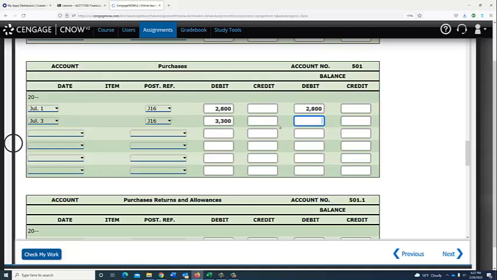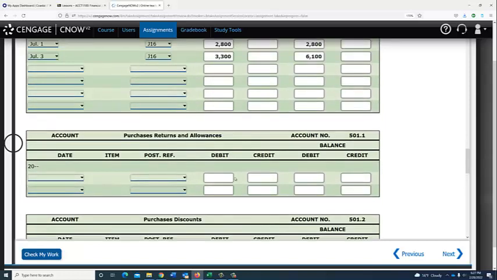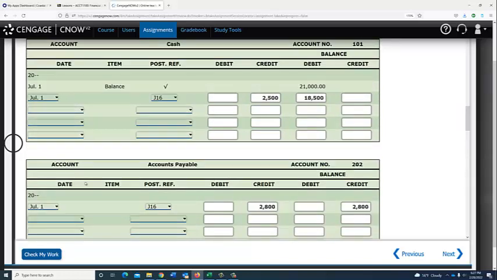So $6,100 is our balance. We've got a debit and a debit, so we add and get our debit. Then we'll go down to accounts payable and enter the date and the posting reference and the credit of $3,300. So now our balance is $6,100 in accounts payable.